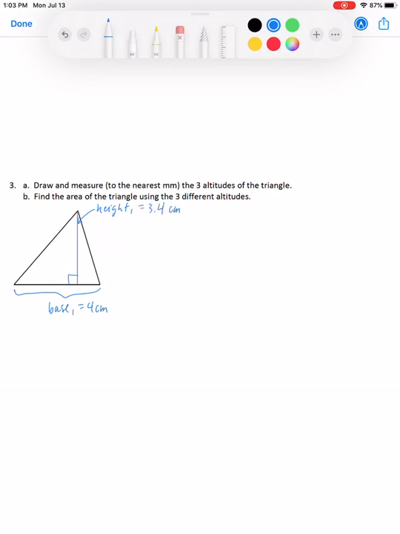centimeters. Okay. So the area of the triangle with base 1 and height 1 is equal to 1/2 base 1 times height 1, which is 1/2 of 4 centimeters times 3.4 centimeters. And what you get is 6.8 centimeters squared. Okay, so there's one of them right here.